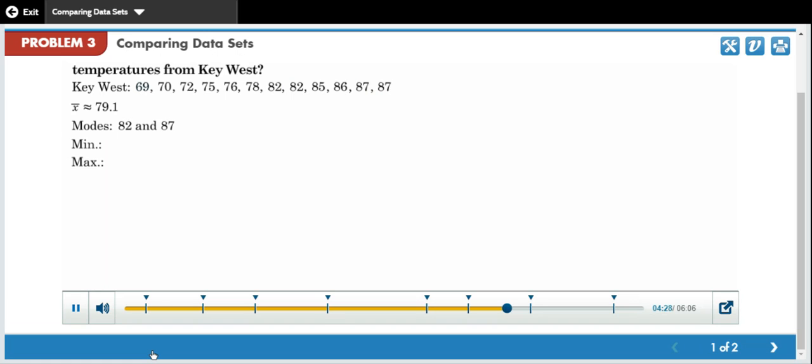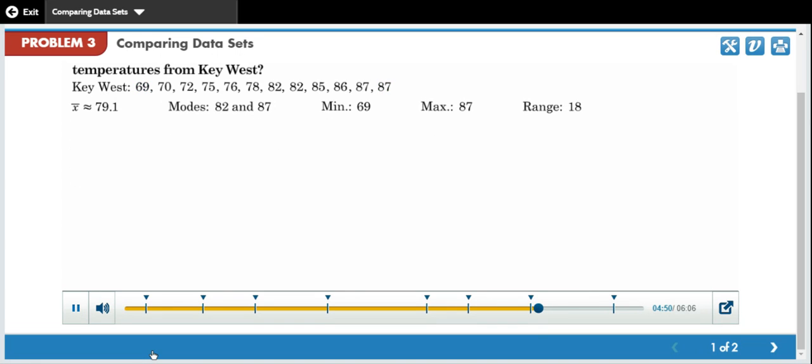Then find the minimum and maximum. The minimum is 69, and the maximum is 87. Now find the range. The range is 87 minus 69, or 18. Find the median. Again, it will be the average of the two middle values. The median is 80.